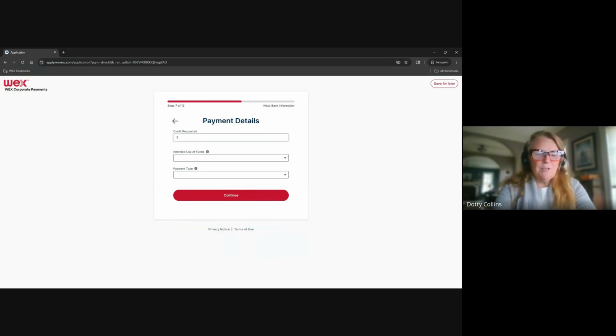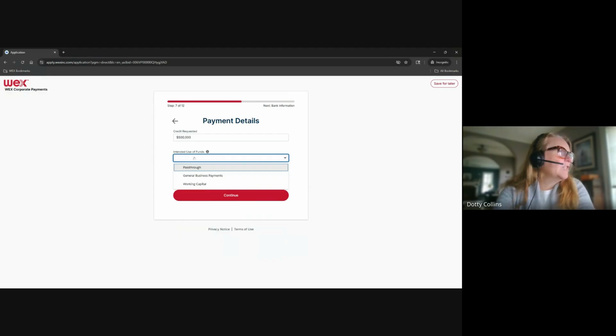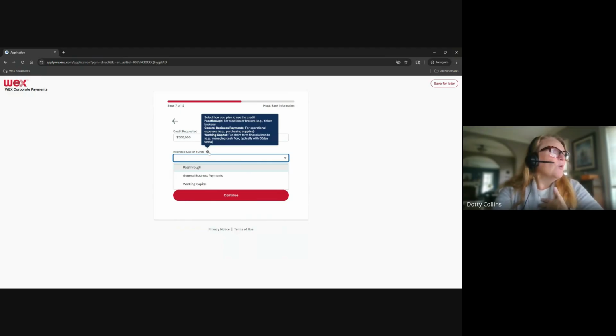Okay, so I'm just going to put in an amount here, 1,000. And then intended use of funds. There are 3 categories. The bank would really like to understand, is it a pass-through, general business, or working capital? You're probably wondering, what does that mean? We have a little info box here that explains what they are. Pass-through is for resellers, general business is for operating expenses, which I think is probably the majority of yours, and then working capital.